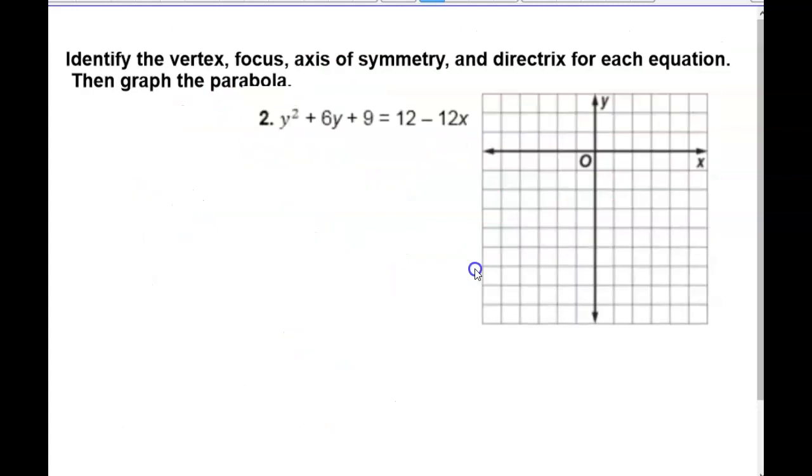All right, number 2, there is a problem. It's not in the right form, but it's actually really easy to get it in the right form. Does anybody see why?